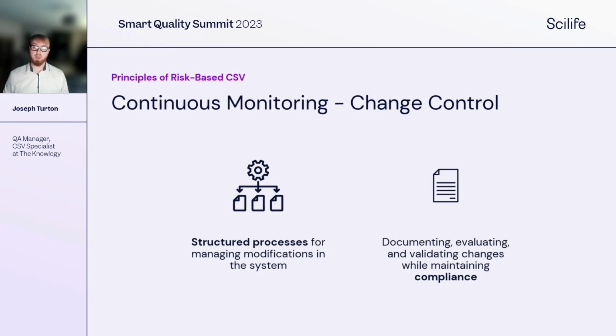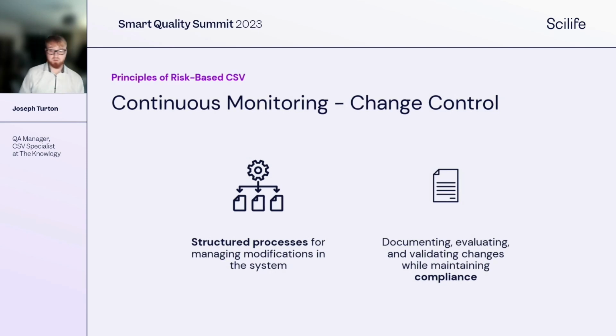So, change control. Any change, whether it's a minor software patch or a major system overhaul, can have ripple effects on our risk profile. Our change control procedures ensure that we navigate these modifications methodically. Every change should be documented, evaluated for its potential risks and impact, and validated to ensure that it doesn't inadvertently introduce new vulnerabilities or issues. It's about maintaining compliance even as we evolve.